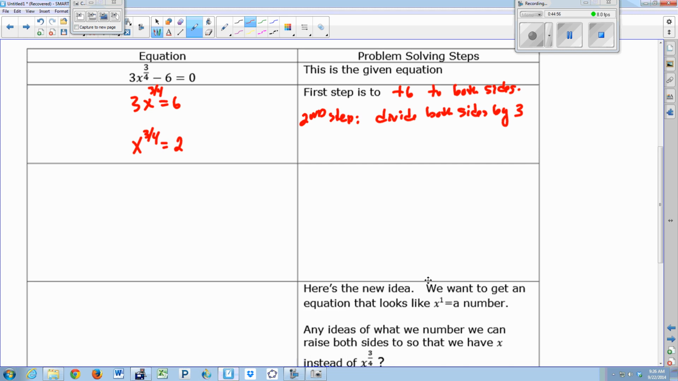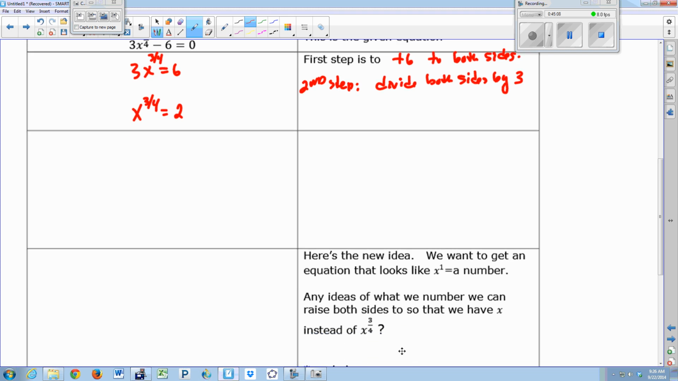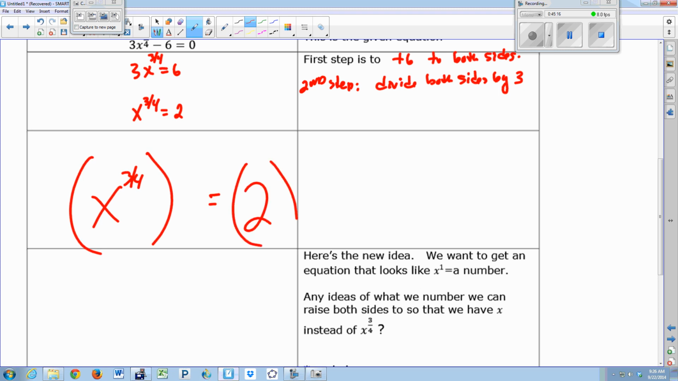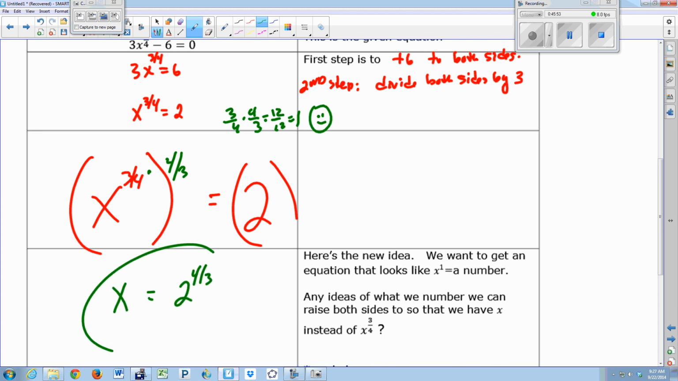So here's where the new idea comes in. We want to get an equation that looks like this: x to the first power equals some number. Does anybody have any idea what I can raise this side to and this side to so that I get an x instead of an x to the 3/4? 4/3, right? Because when we raise a power to a power, we multiply our two powers. So I want the number 1, which means I raise it to the reciprocal of 3/4, which is 4/3, because 3/4 times 4/3 gives me 12/12, which is 1. Yay, you're happy. So now you get x equals 2 to the 4/3. And that's the same thing as the cube root of 16, so you can leave it just like it is.